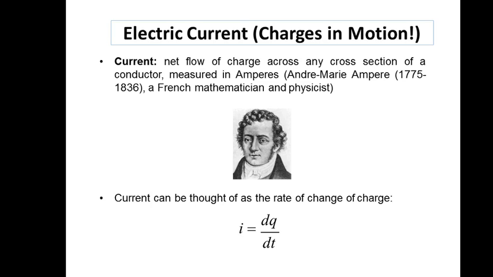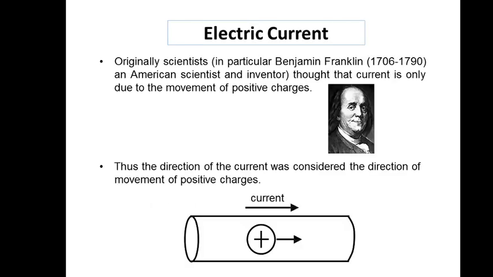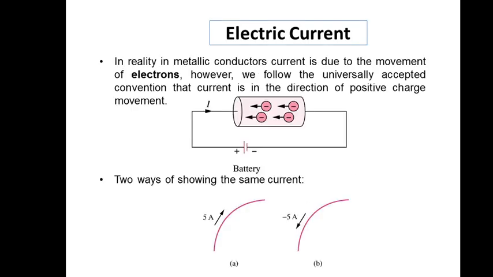So what is that? Q, you know already, it is a charge. So coulombs per second, right? In reality, in metallic conductors, current is due to the movement of electrons. However, we follow the universally accepted convention that current is in the direction of positive charge movement.